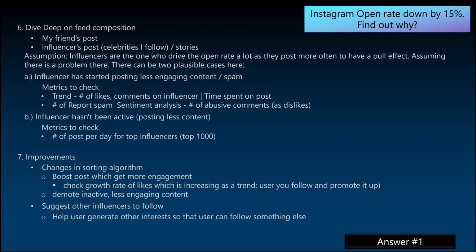Finally, we could enrich our answer by saying something such as, we have also double-checked that no other drivers were causing this engagement dip. A good next step here would probably be to change the sorting algorithm to bring contextualization for users, where you can go ahead and boost posts to get more engagement. At the same time, we should be suggesting other influencers to follow and help the users generate other interests so that the user can follow something else as well.